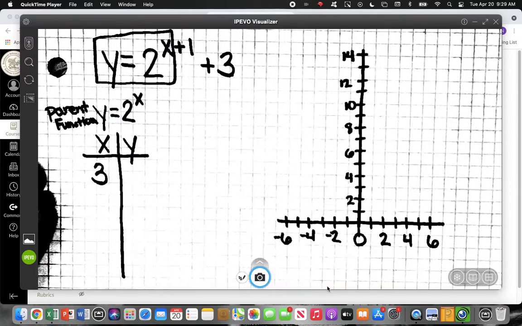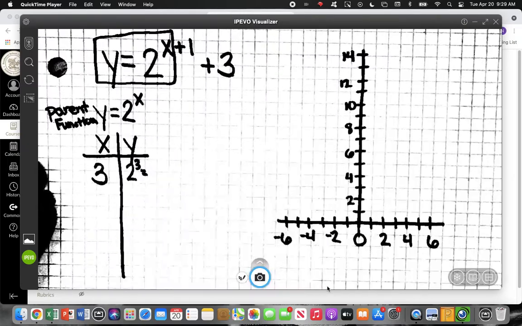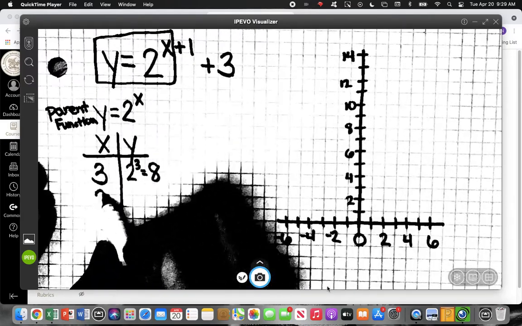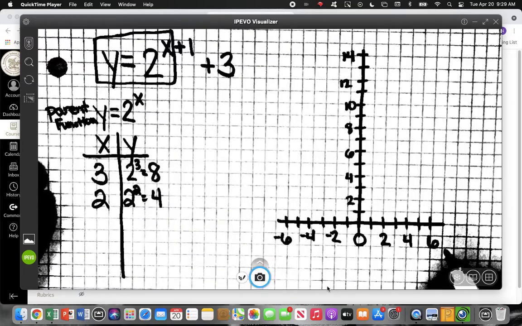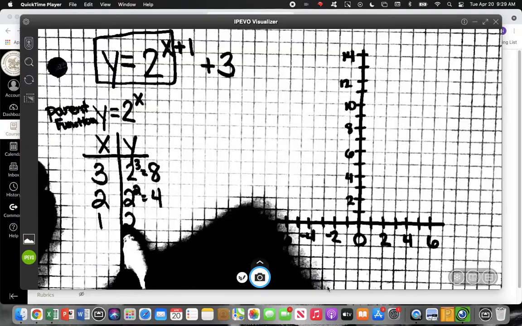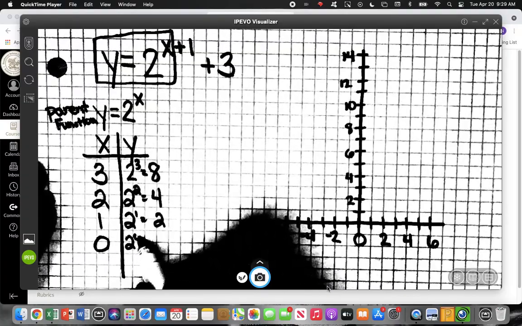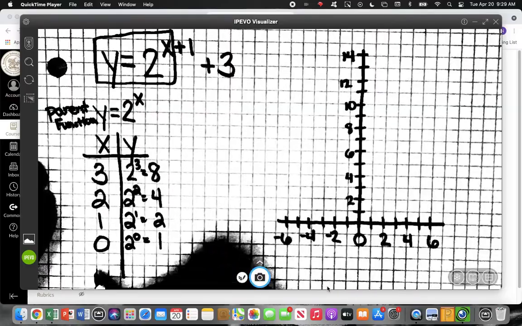What is 2 to the 3rd? So 2 to the 3rd power would give me what? 8. All right, so then 2 squared would be 4. 2 to the 1st would be 2. What's anything to the 0 power? That is 1.